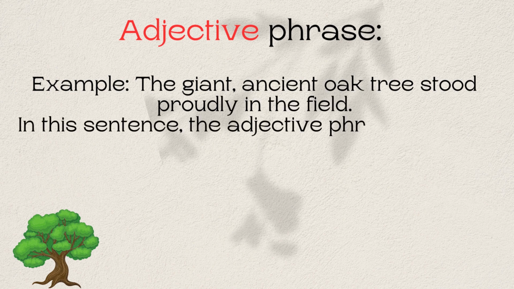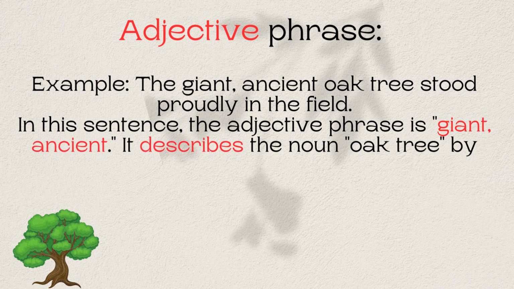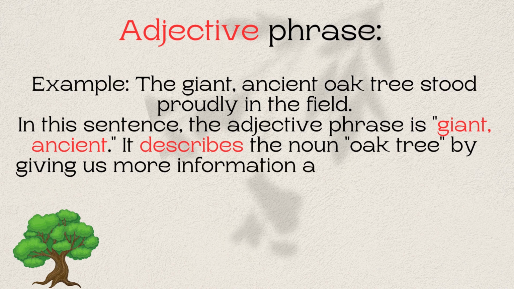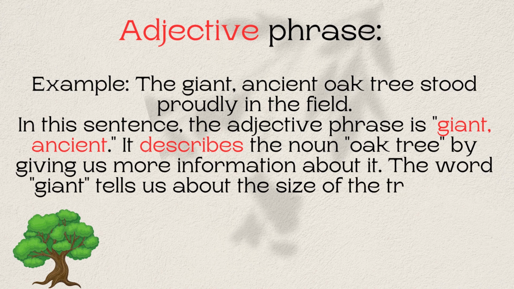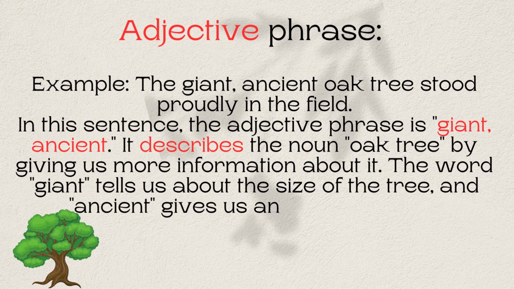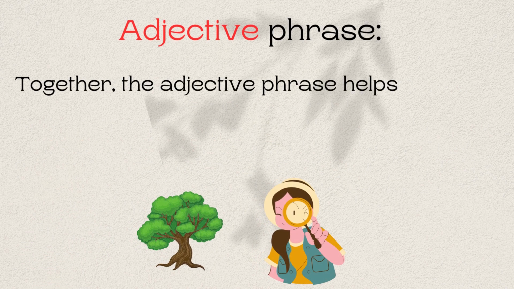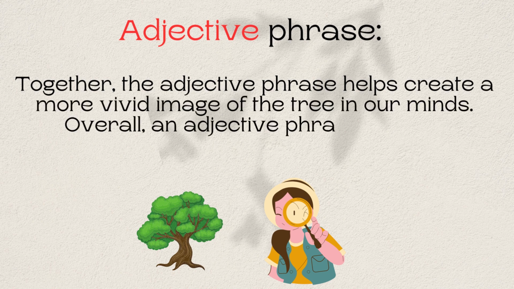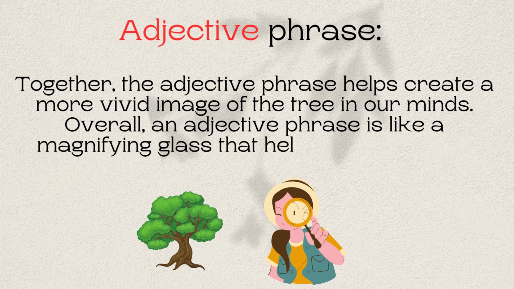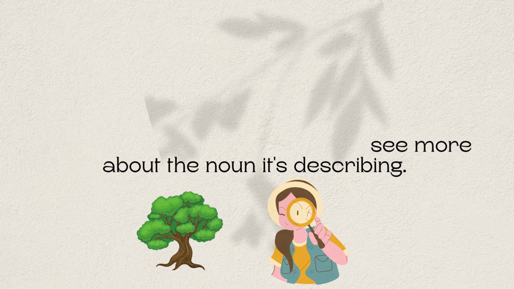In this sentence, the adjective phrase is giant, ancient. It describes the noun oak tree by giving us more information about it. The word giant tells us about the size of the tree, and ancient gives us an idea of its age. Together, the adjective phrase helps create a more vivid image of the tree in our minds. Overall, an adjective phrase is like a magnifying glass that helps you see more about the noun it's describing.